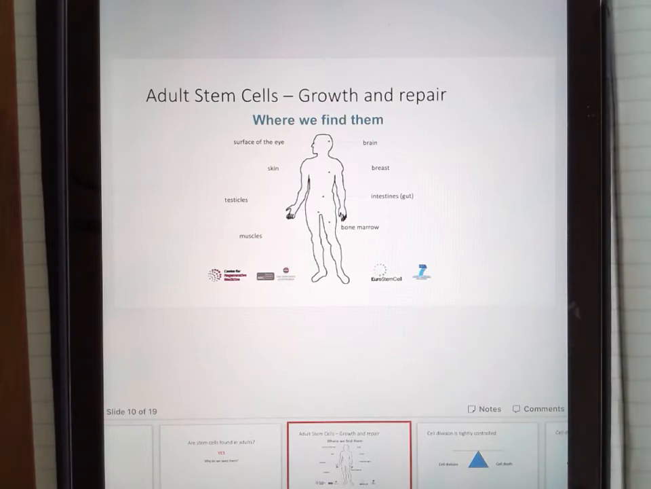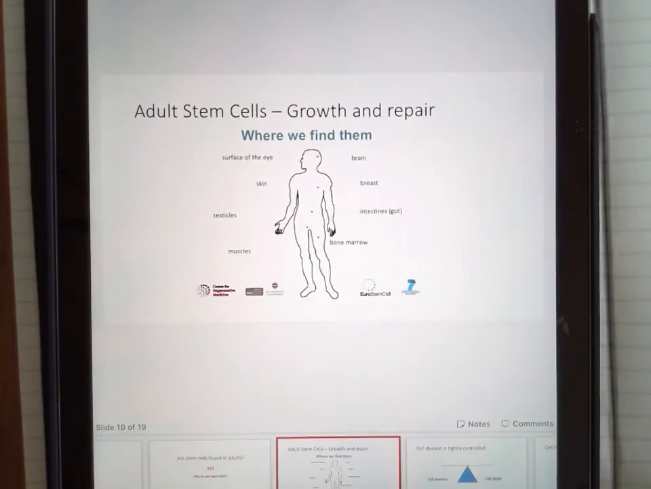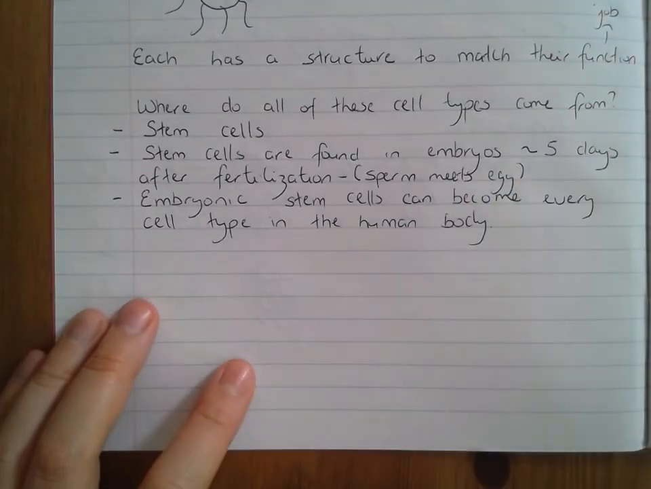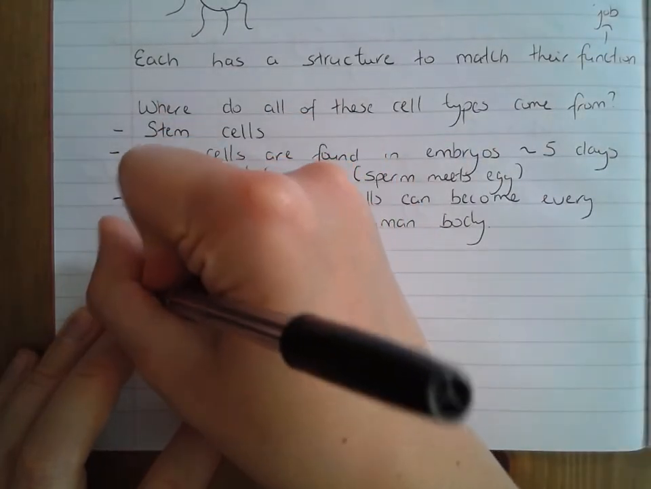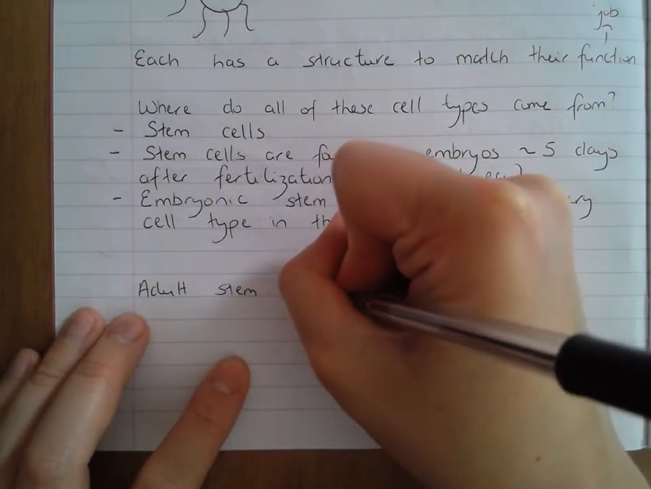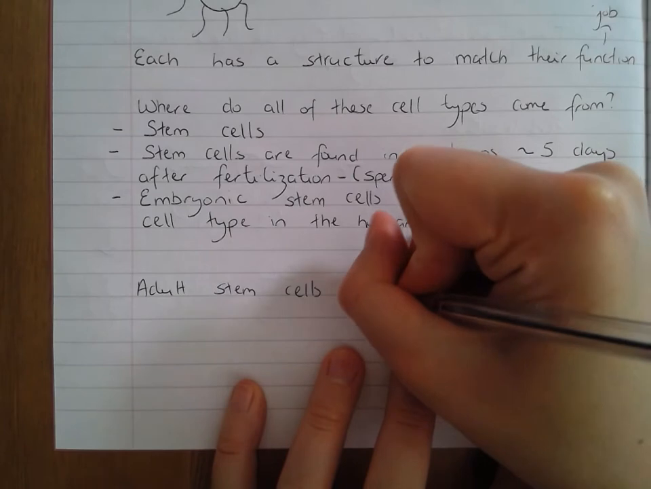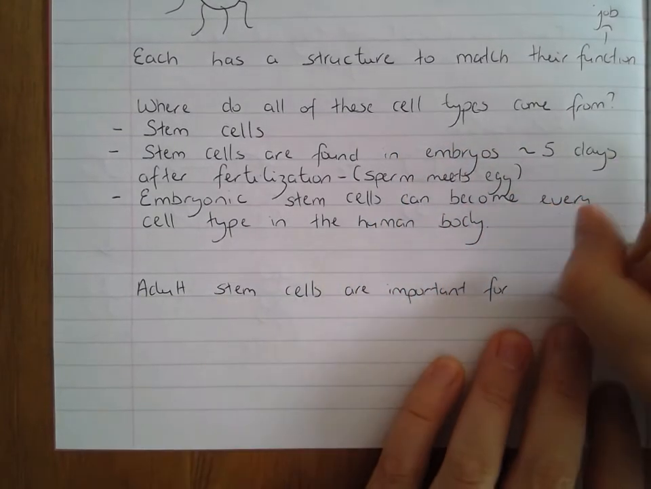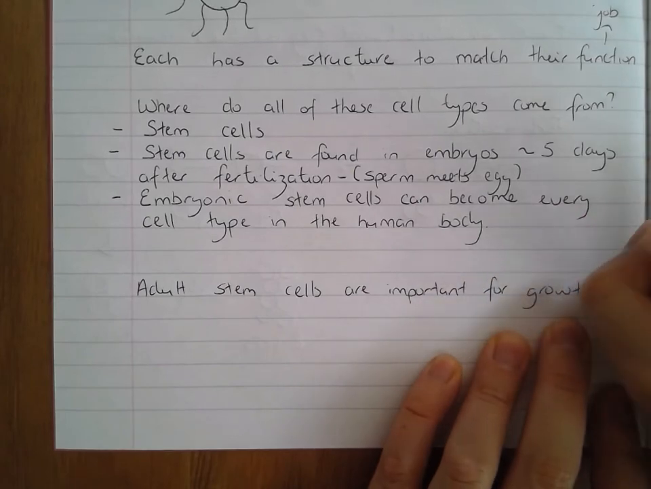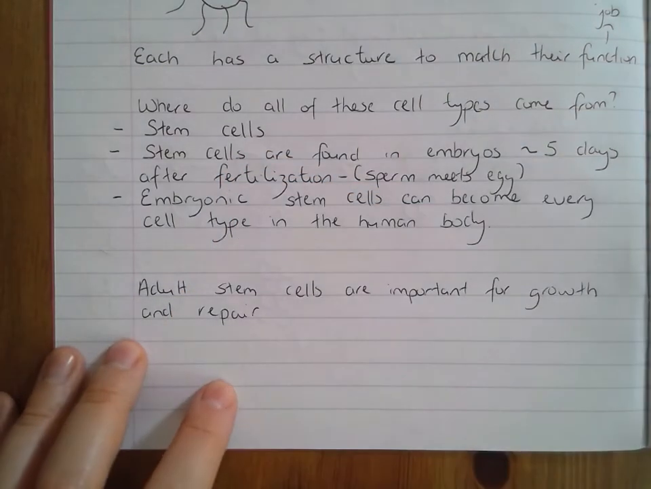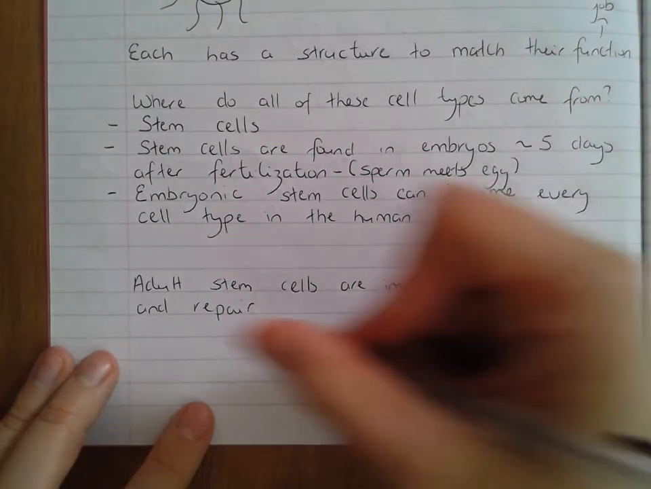Okay, now there is a key difference between adult stem cells and embryonic stem cells, which I'm going to jot down for you in a little table. But first we'll just write down what adult stem cells are. So adult stem cells are important for growth and repair. So repairing damaged and replacing damaged cells. Adult stem cells are important for growth and repair.